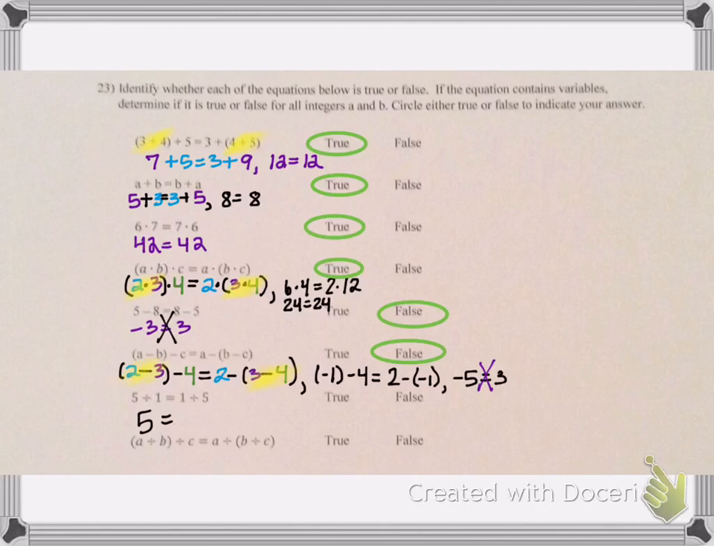5 divided by 1 is 5. 1 divided by 5 is 1/5. Those are not equivalent, so that is false.